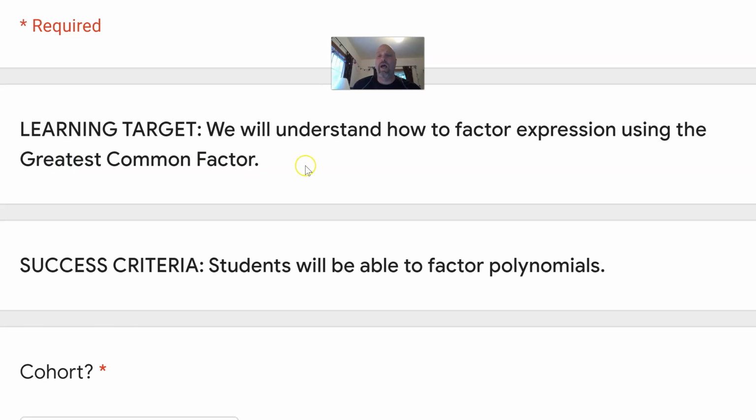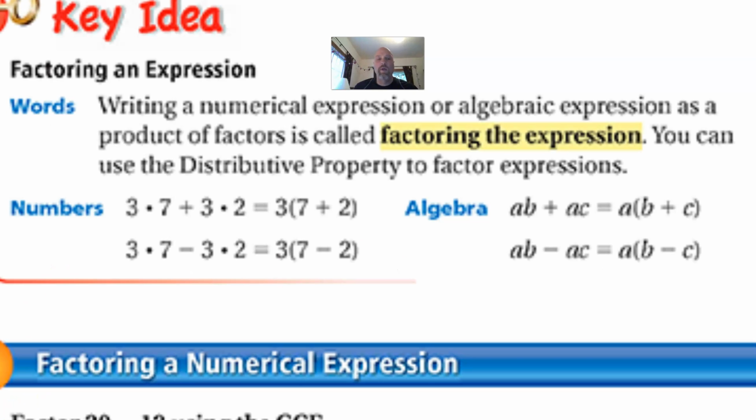So we're going to understand how to factor polynomials. That's expressions with more than one type of term. And we'll look at that. And so I think you're going to find this today pretty easy. We've been dealing with some intense vocabulary lately, and so the math is pretty simple. Let's take a look. The book does a pretty good job of explaining this.